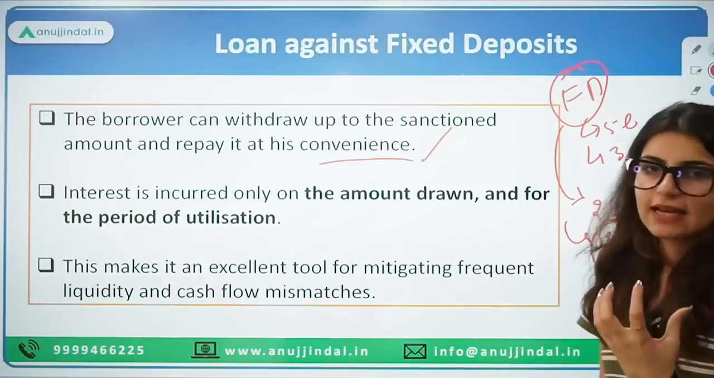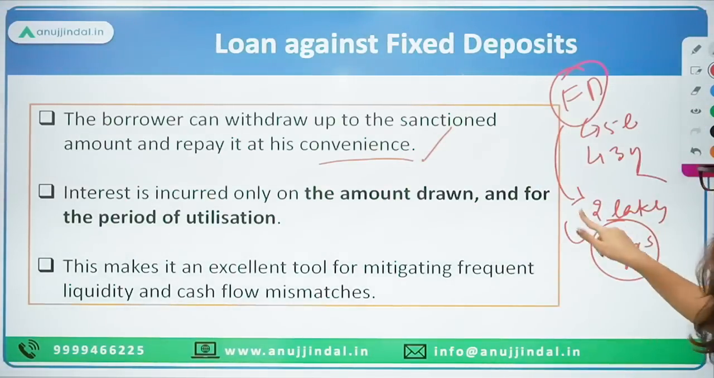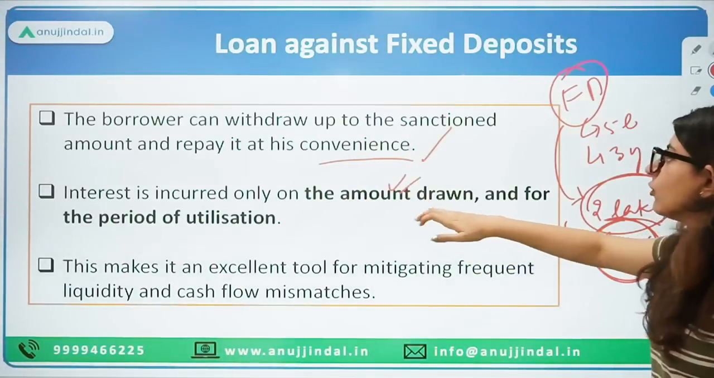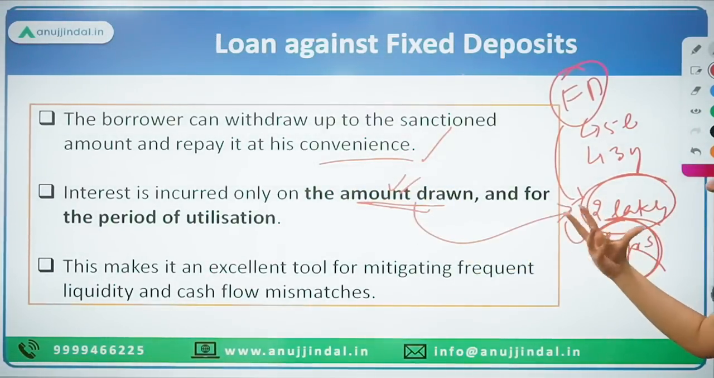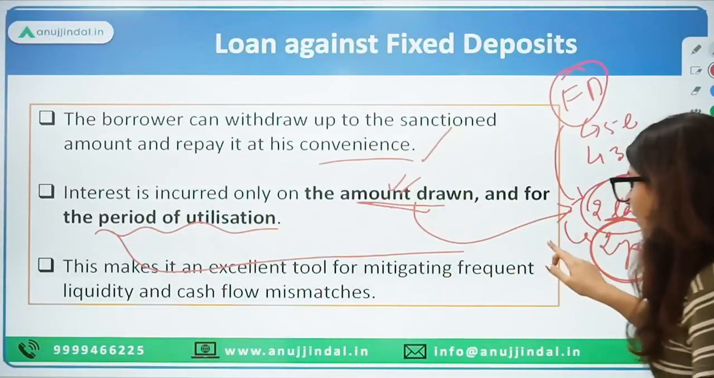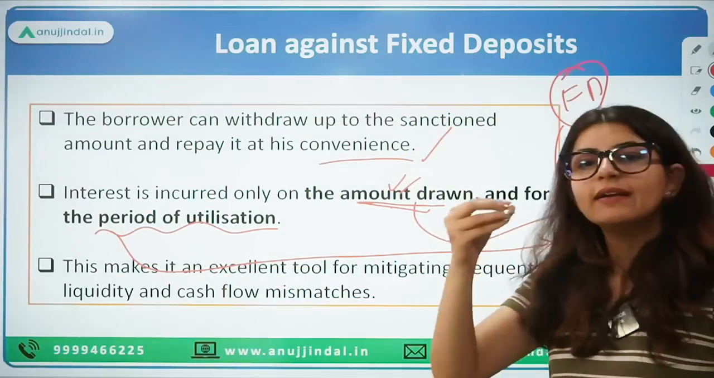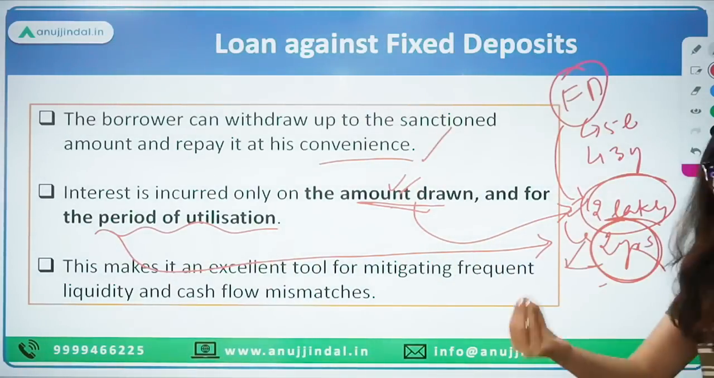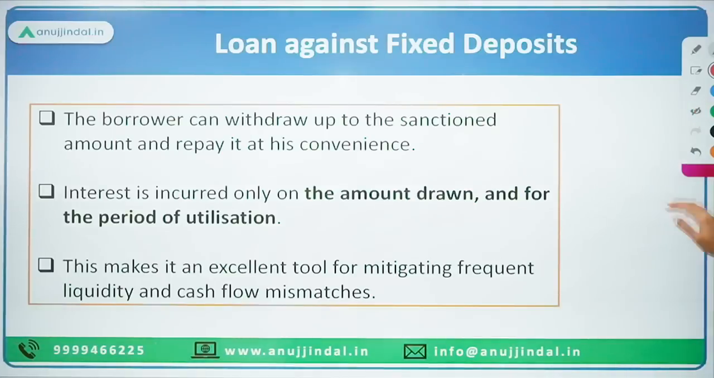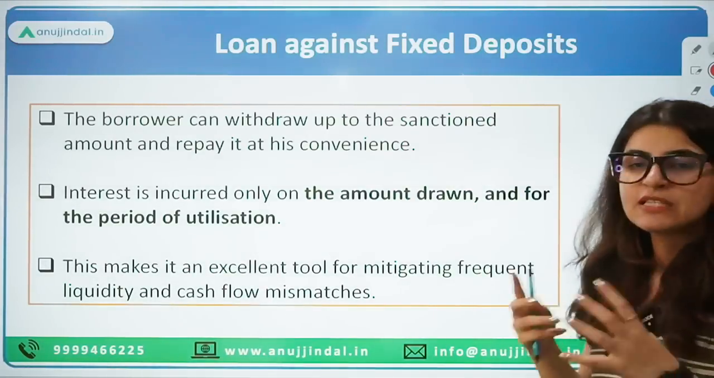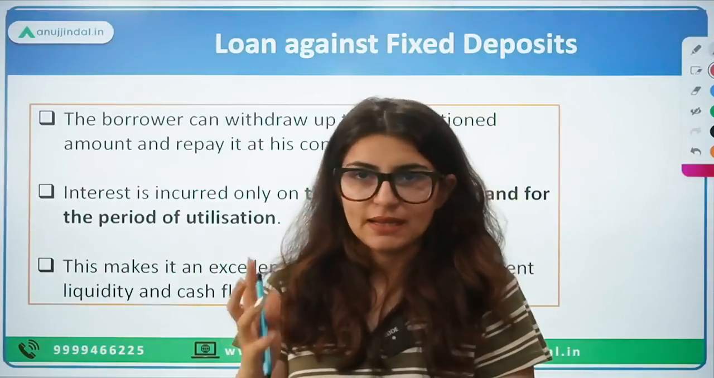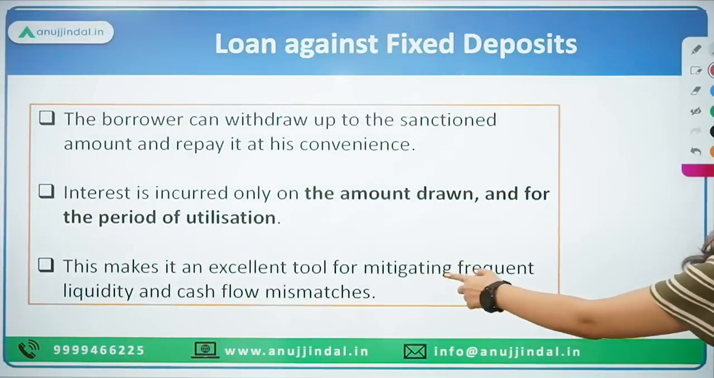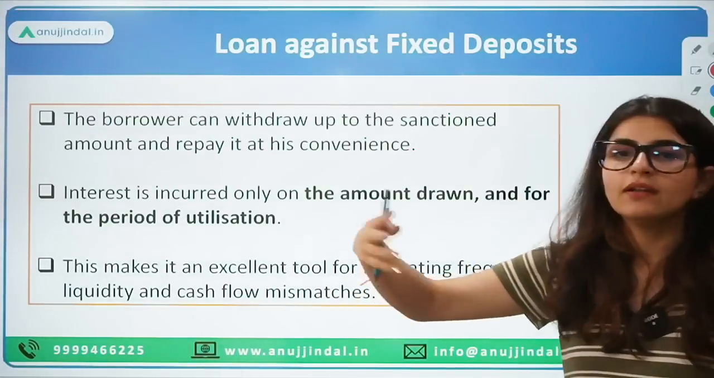अब मुझे जो इंटरेस्ट देना पड़ेगा, I will pay interest on this 2 lakh rupees that I have taken for 2 years. So the interest incurred will be on the amount drawn, that is this 2 lakh rupees, and for the period of utilization. I am taking the loan for 2 years. So the interest that I will pay as a borrower will be on this 2 lakh rupees and for 2 years. इसकी वजह से banks को जो mismatch होता था in the liquidity, that will not take place. Because banks now have a liquid collateral with them. So it is an excellent tool for mitigating frequent liquidity mismatches.